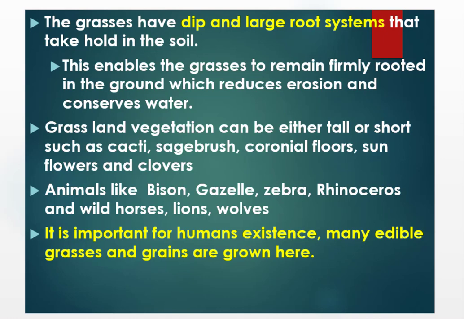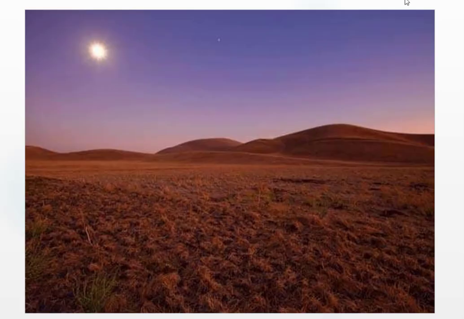Grassland vegetation can be either tall or short, such as cacti, sagebrush, coneflowers, sunflowers, and clovers. Animals include bison, gazelle, zebra, rhinoceros, wild horses, lions, and wolves. It's important for human existence because many edible grasses and grains are grown in this biome, like teff, wheat, and barley. You can see the images of temperate grassland here.